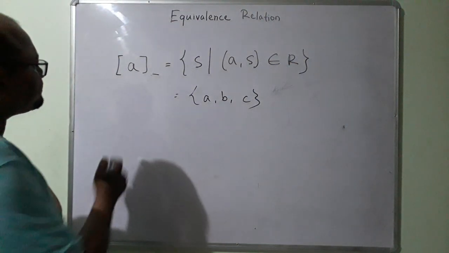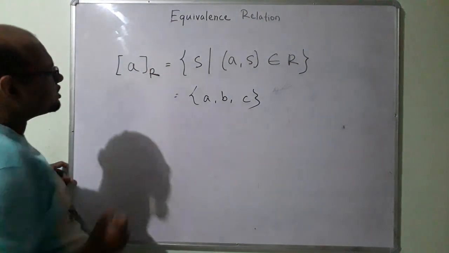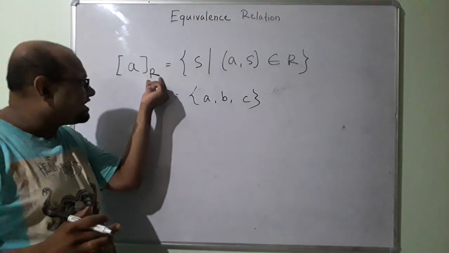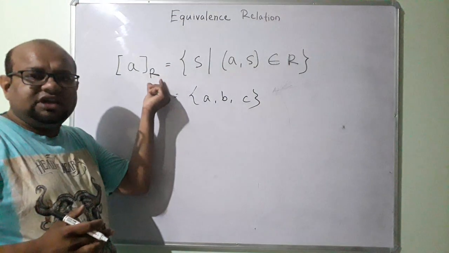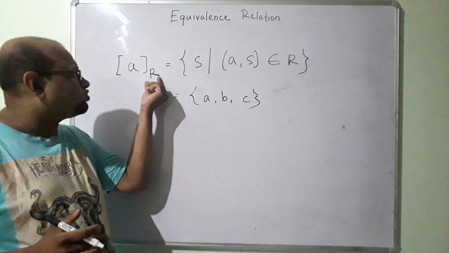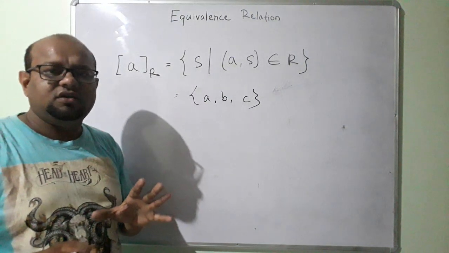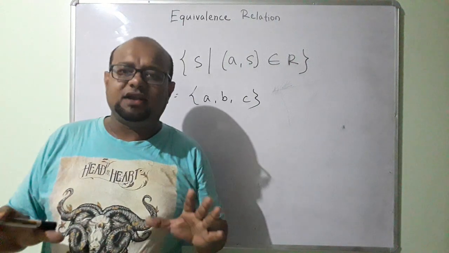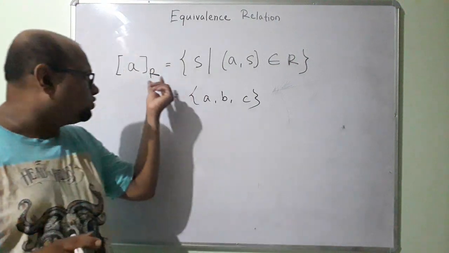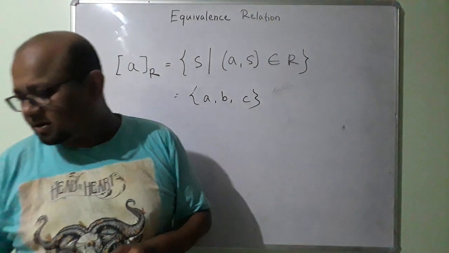Alright. Now, if we are talking about multiple relations, then this subscript indicating which relation we are talking about should be written. If we are talking only about one relation, okay, say we are talking only about R in our example, then there is no need to write this subscript. Alright.